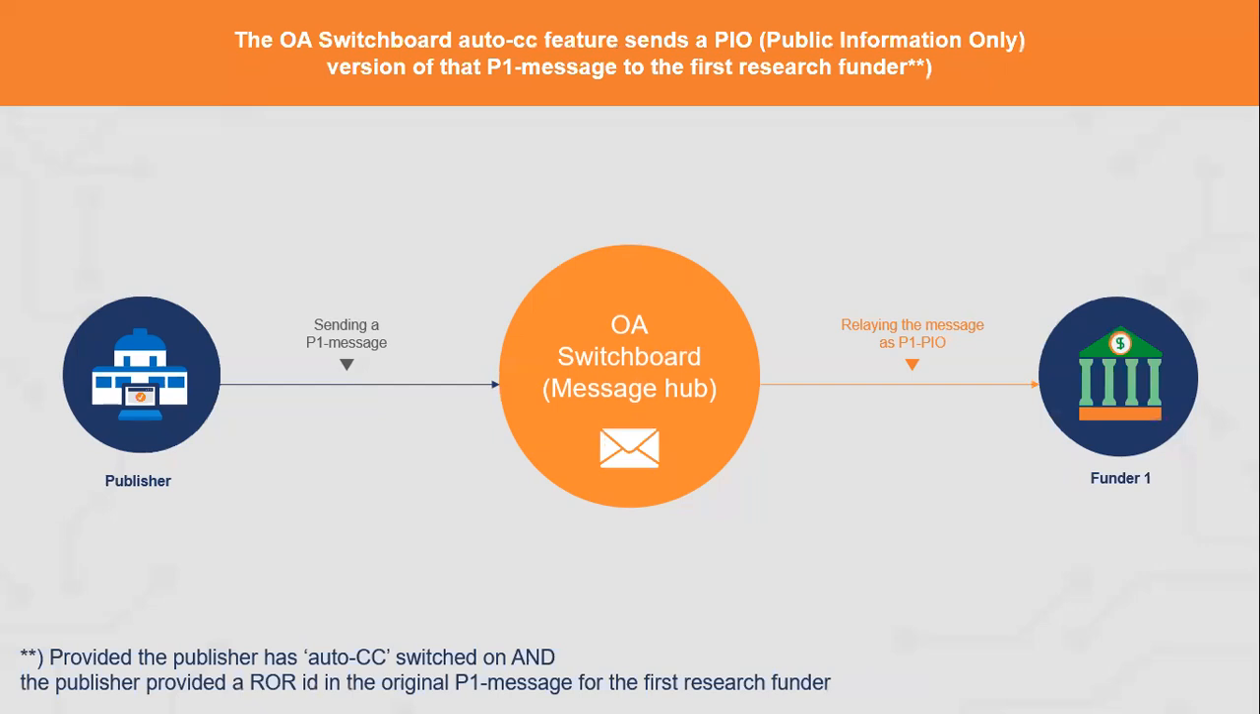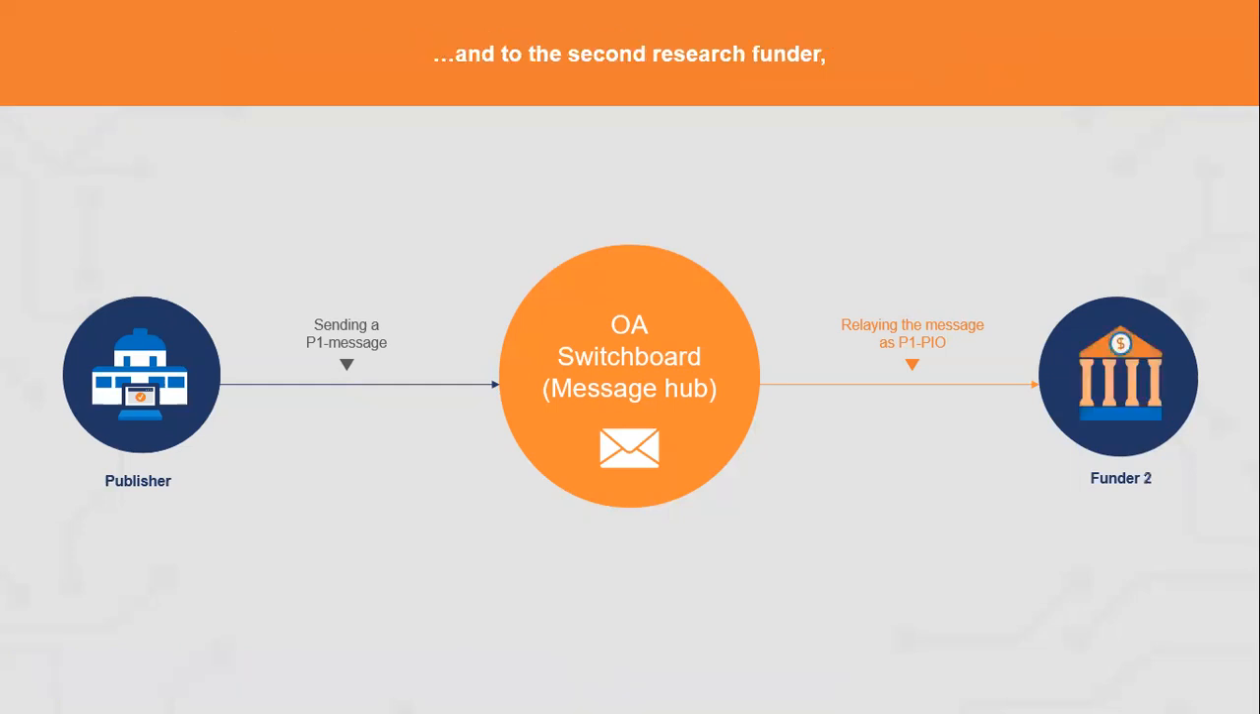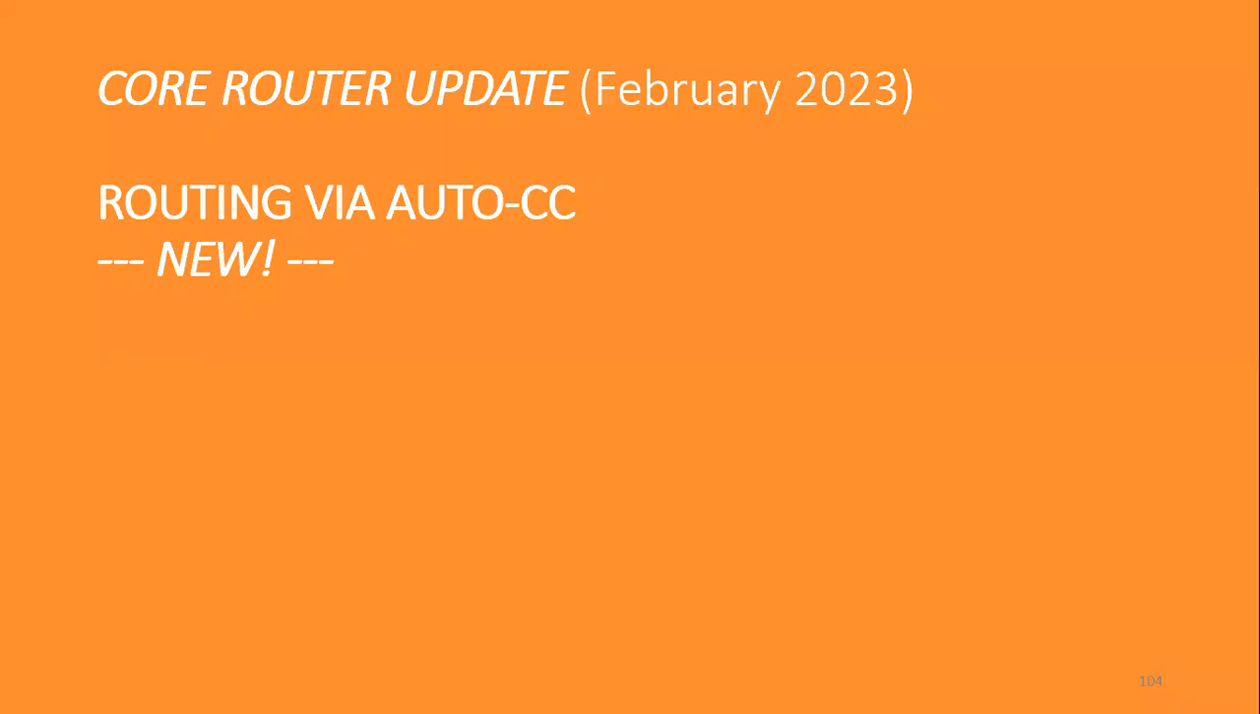The AutoCC feature also sends a PIO version of that P1 message to the first research funder, and to the second research funder, and to all other research funders.